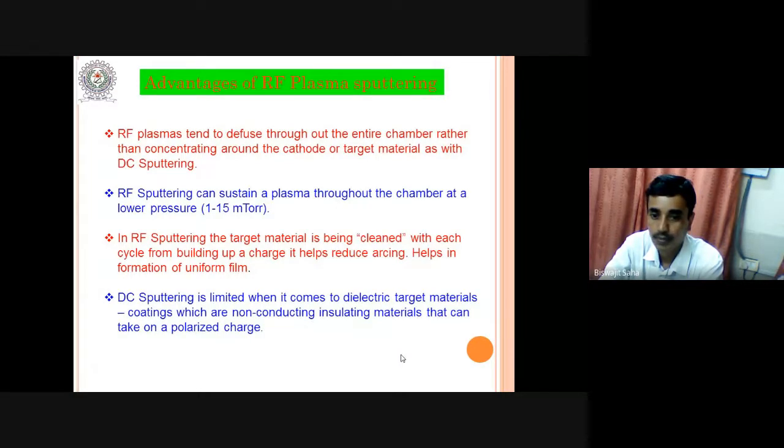the voltage or the charged particles deposition on the substrate and even in the cathode can be cleaned by the repeated cycle of the RF signal. So it becomes helpful for producing good quality film as well as reducing the arcing and the disturbing of the plasma. And DC sputtering is limited when it comes to dielectric target materials. Coating of non-conductive insulating materials is not good with DC, but works with RF plasma.